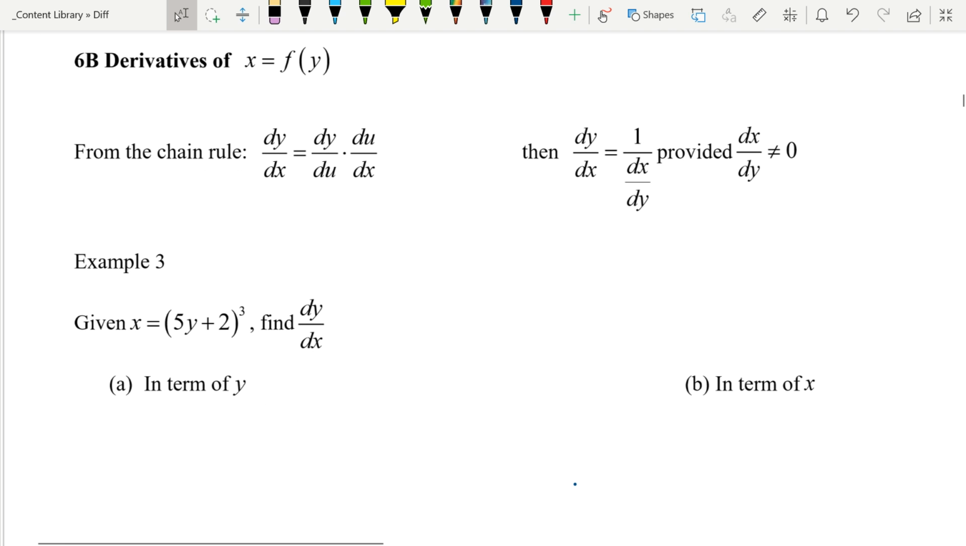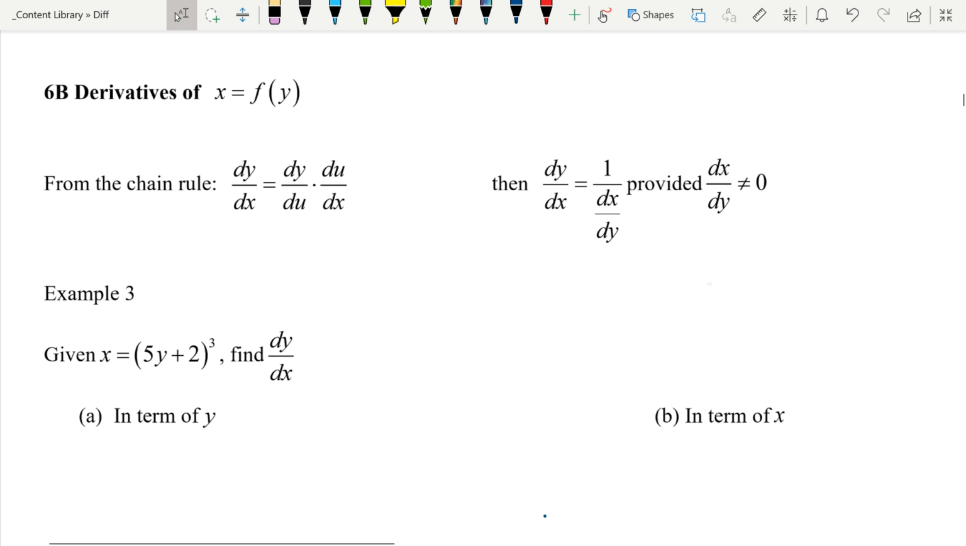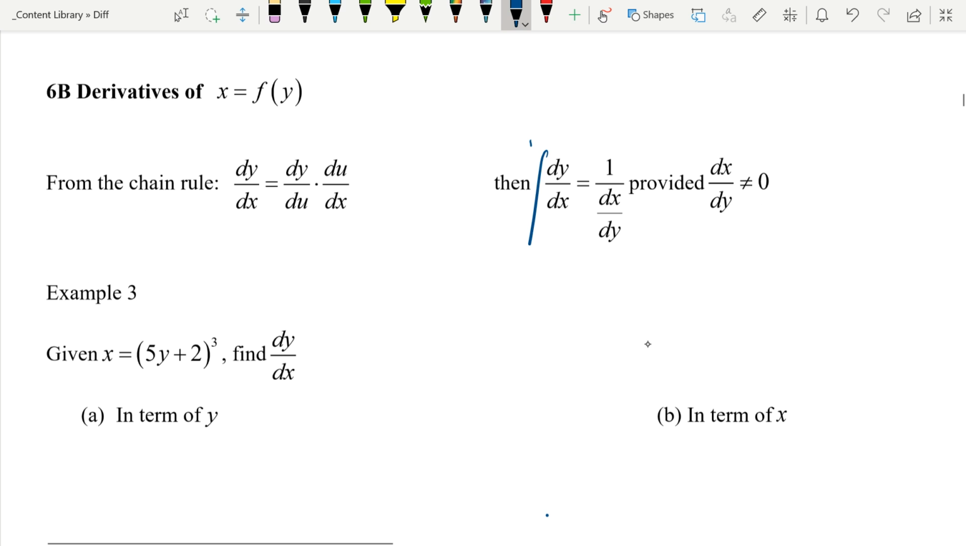I think it's related to the idea of the chain rule as well. But if you can just remember dy/dx is 1 over dx/dy, that will be really handy. So that's basically what we talk about today: dy/dx equals 1 over dx/dy.